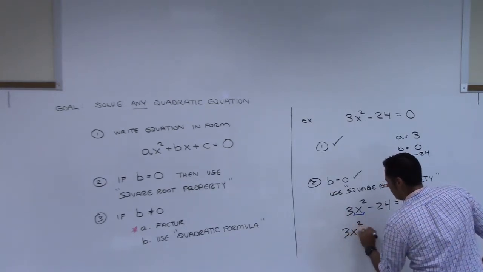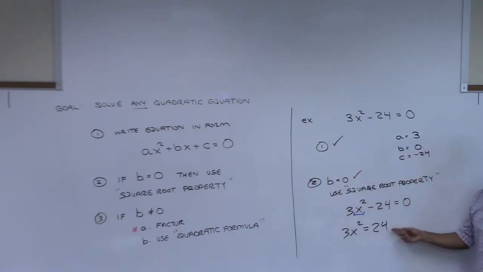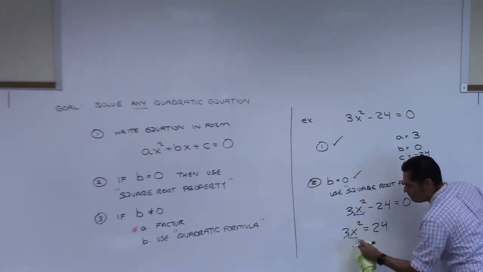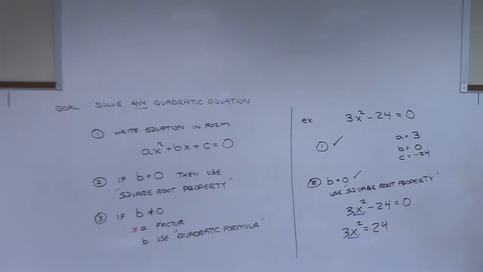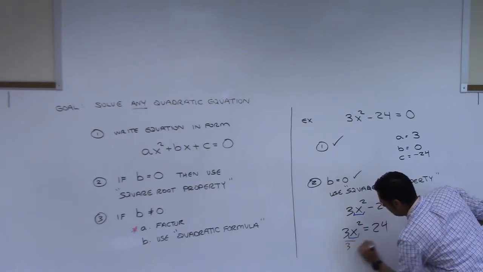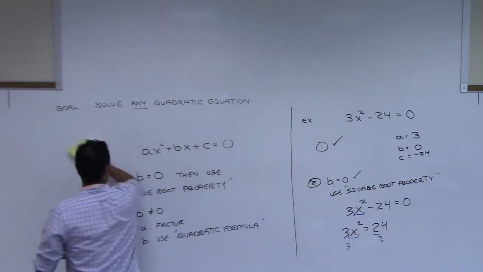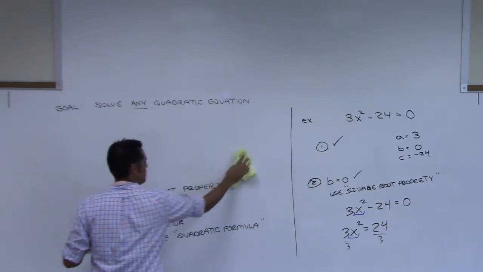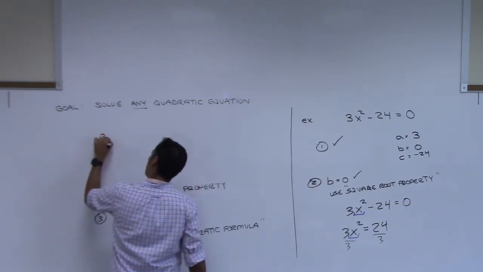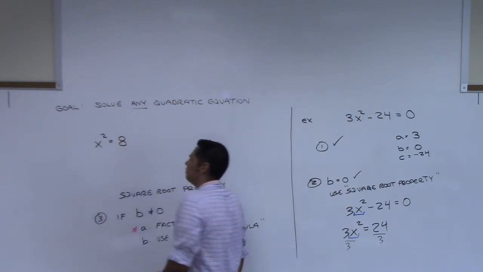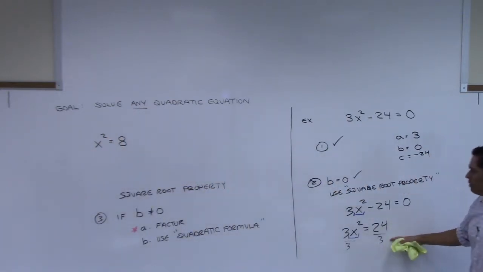Do I need to show that step, or am I okay just writing that? Is everyone comfortable with that? Add 24 to both sides? We're okay? Now what? I'm trying to get x squared by itself. So what can I do on both sides? Divide by 3 on both sides, right? So divide 3 here, divide 3 here. And what do I get? X squared equals 8, right? 24 divided by 3 is 8.